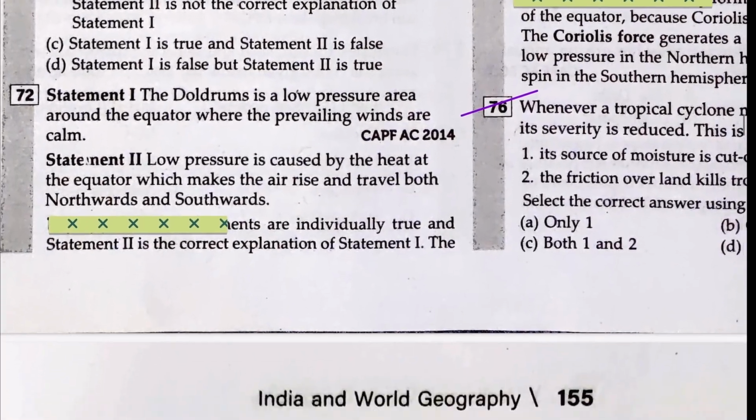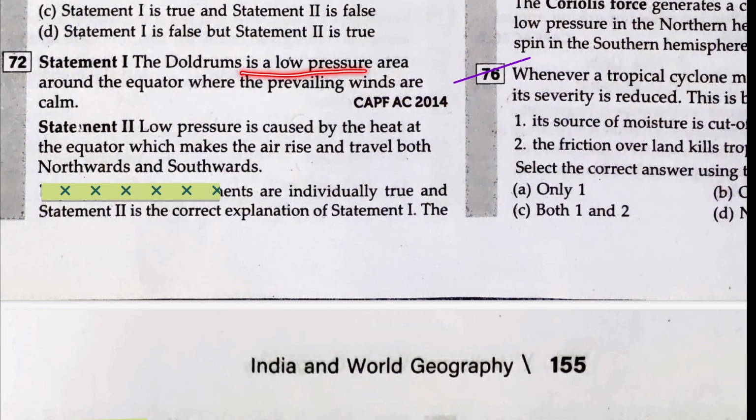Doldrum. Doldrum is low pressure area around equator where the prevailing winds are calm. Are doldrums low pressure area? Of course. Here, low pressure area, calm winds, because wind is converging and then going up. So here, no wind, calm area.